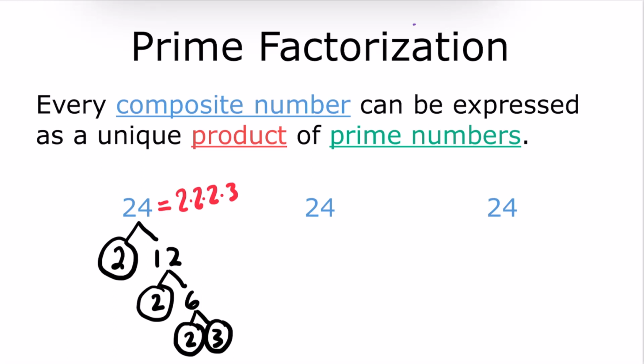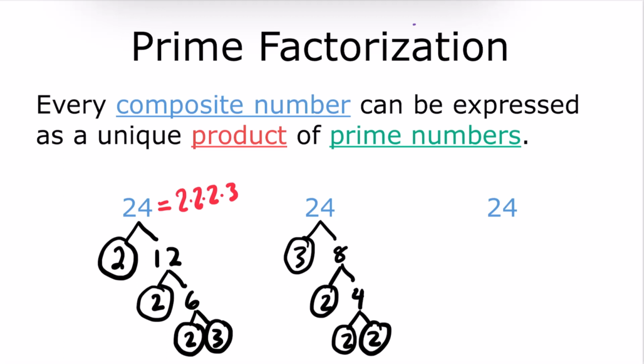So for example, another way that I could have broken up the number 24 is I could say, well, I know that 3 times 8 equals 24. And 3 is a prime number, and 8 can be broken down into 2 times 4. 2 is a prime number. 4 can be broken into 2 times 2, and those are both prime numbers. But notice that the prime factorization is still the same. We still have 3 2's multiplied together. So we'd have 2 times 2 times 2 times 3. So the prime factorization looks the exact same regardless of how you choose to set up your factor tree.